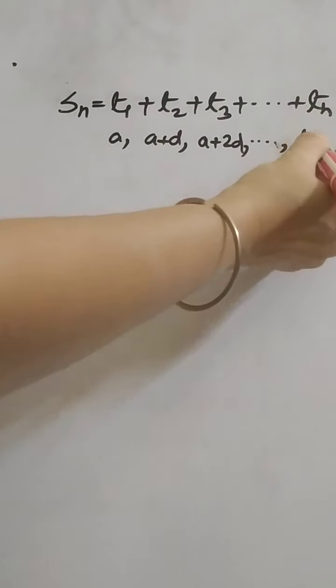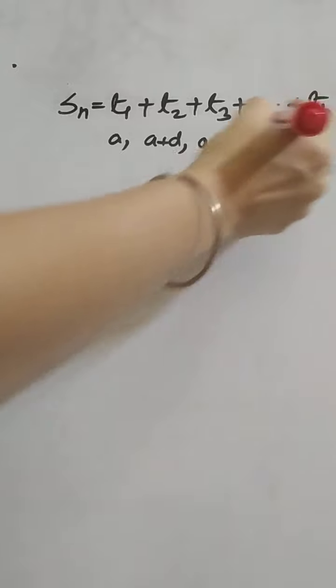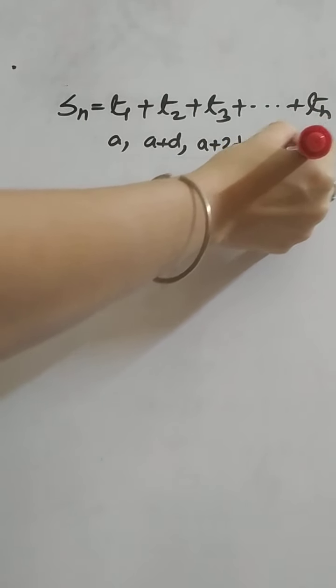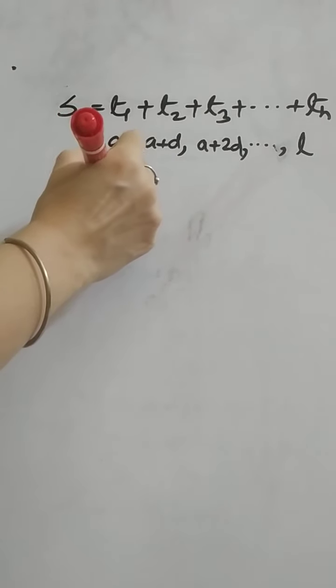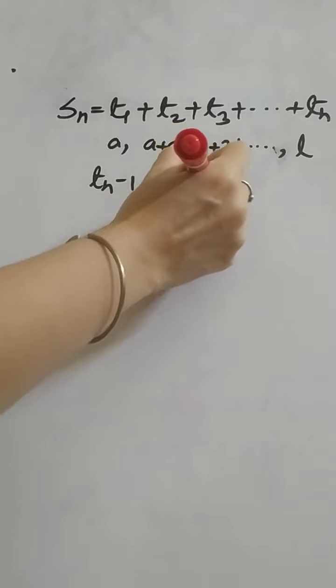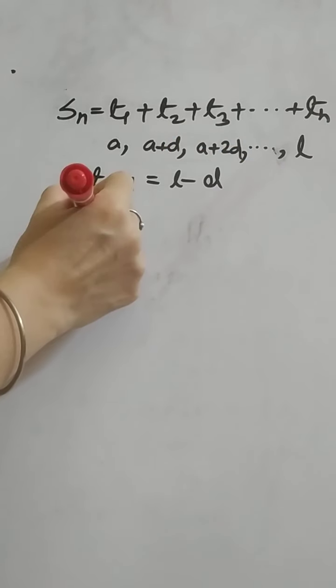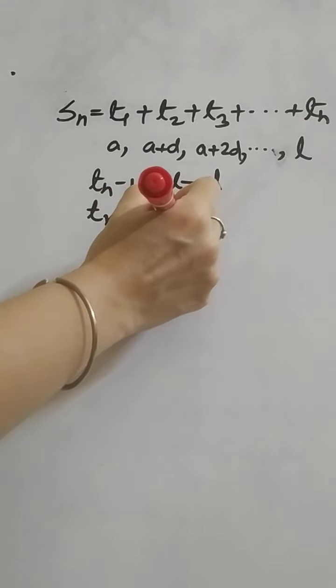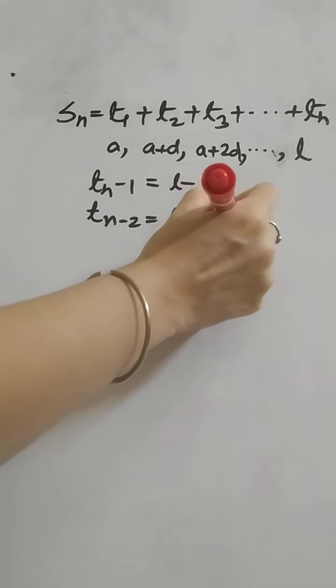So what will be the previous one? If I write the last term as L, the previous term will be D less than the last term. So Tn minus 1 will be equal to L minus D. Similarly, Tn minus 2 will be L minus 2D.